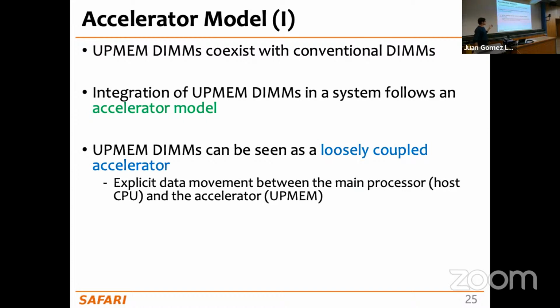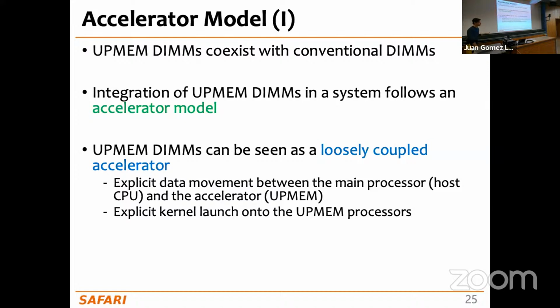The UPMEM DIMMs can also be seen as a loosely coupled accelerator, and what that means is that we need to explicitly move data from the main memory to the accelerator, and then we have to explicitly launch kernels for the execution on the UPMEM processors on the memory side, right? So as you see, it's a relatively coarse-grained approach, because we are offloading entire kernels where we will likely operate on many megabytes or gigabytes of data, and we perform as many operations as we can or as we should on that data.